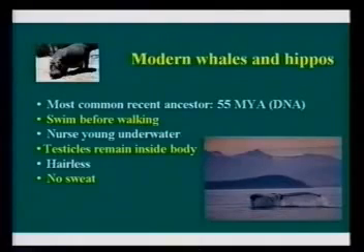They both swim before walking. Obviously, the whales never walk, but the hippos do swim before walking. They nurse their young underwater. Their testicles remain inside the body, like in the case of the whales. They are hairless, like in the case of whales, because hair is not very useful underwater. And they don't sweat, again, for the same reason. It's not very useful to sweat underwater, so they don't have glands to sweat.